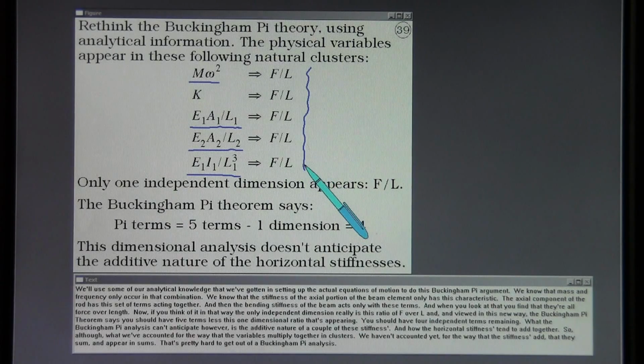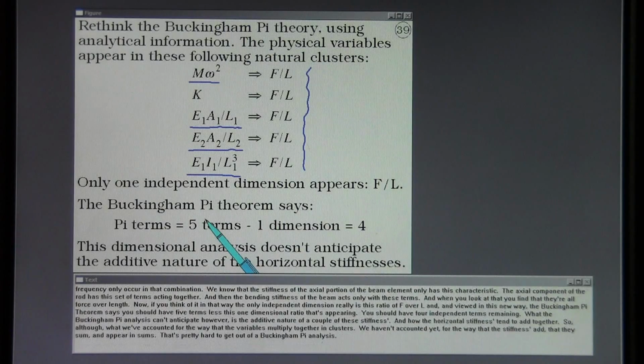Now, if you think of it in that way, the only independent dimension really is this ratio of F over L, and viewed in this new way, the Buckingham Pi theorem says you should have 5 terms less this one-dimensional ratio that's appearing. You should have 4 independent terms remaining.